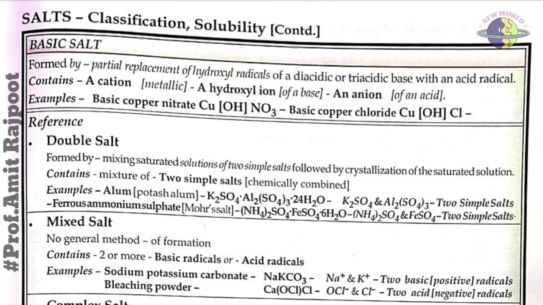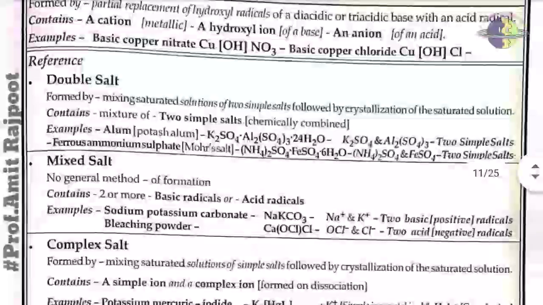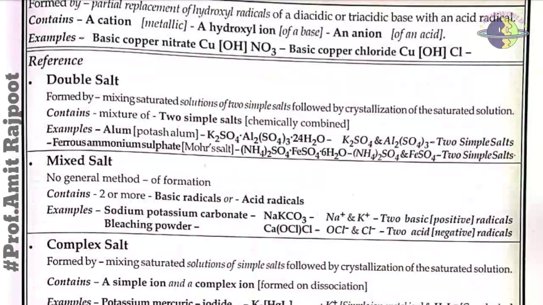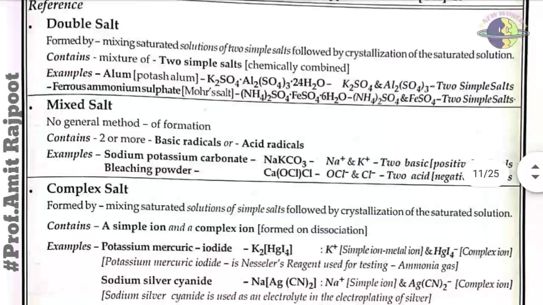(NH4)2SO4.FeSO4.6H2O is a mixture of two simple salts. And now mixed salts: a mixed salt contains two or more basic radicals or acidic radicals. For example, sodium potassium carbonate, NaKCO3, in which Na+ and K+ are the two basic positive radicals. In bleaching powder, CaOCl2, OCl- is a negative radical and Cl- is also a negative radical. So there are two negative radicals.